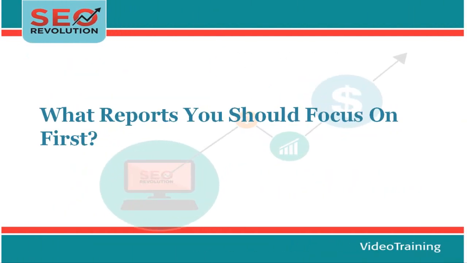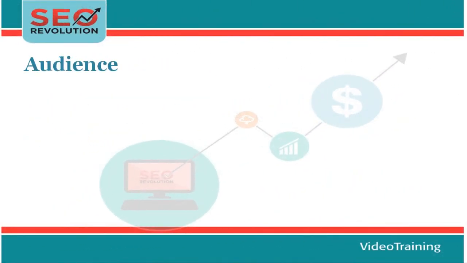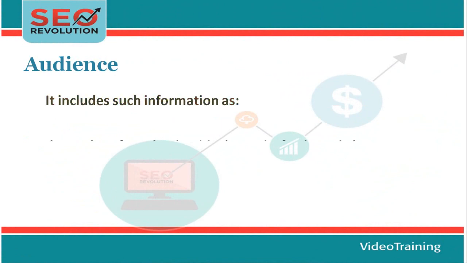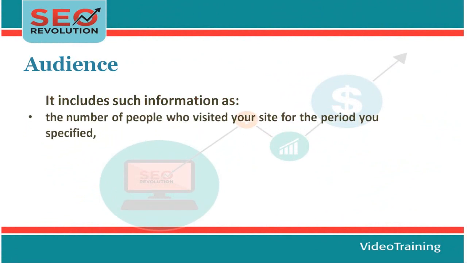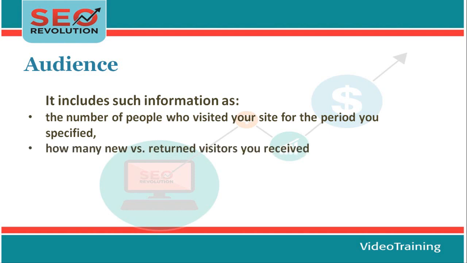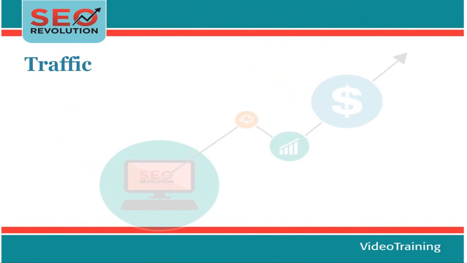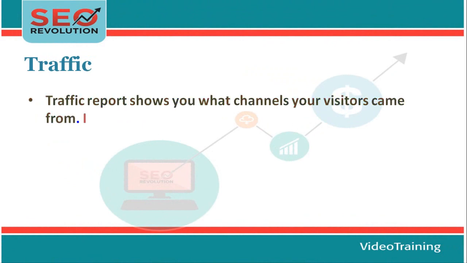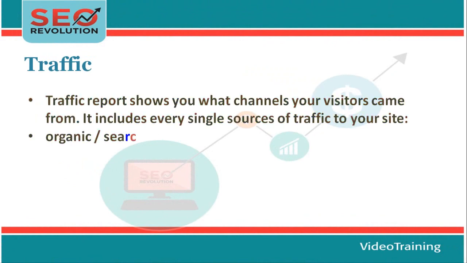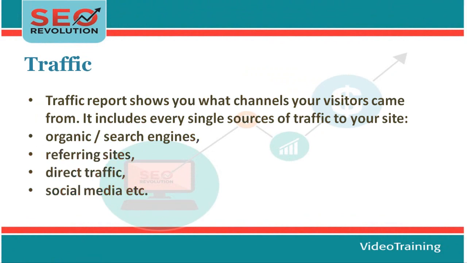What reports should you focus on first? Audience. It includes such information as the number of people who visited your site for the period you specified, how many new versus return visitors you received, page views, average time on site, bounce rate, and more. Traffic. The traffic report shows you what channels your visitors came from. It includes every single source of traffic to your site: organic/search engines, referring sites, direct traffic, social media, etc.